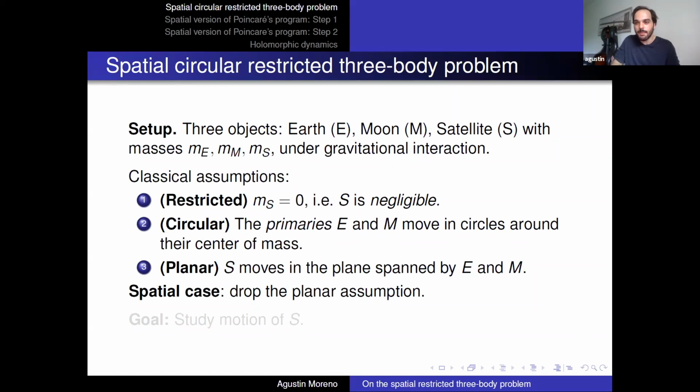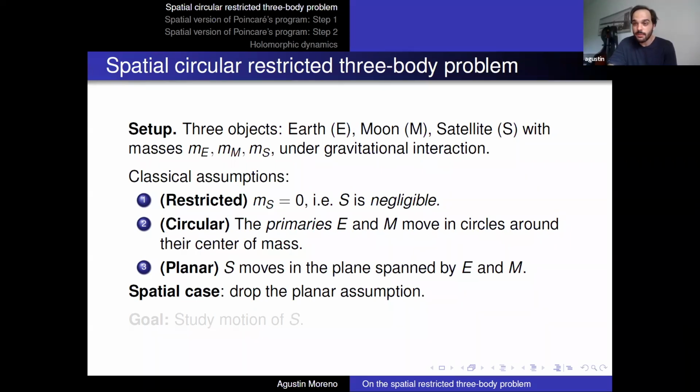There are some classical assumptions that people have made throughout the last century in order to simplify the situation a bit. For example, you could look at the restricted case in which you assume that the mass of the satellite is 0. In other words, the satellite is negligible when you compare it to the other two, which are called the primaries. There's also the circular case in which you assume that the primaries, the Earth and the Moon, move in circles around their center of mass, as opposed to the more general situation in which they move in ellipses. There's also the planar case in which we assume that the satellite moves in the plane containing the Earth and the Moon.